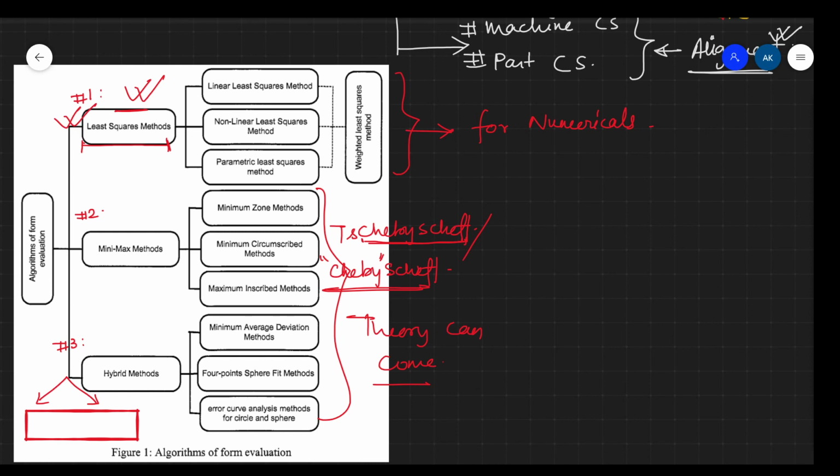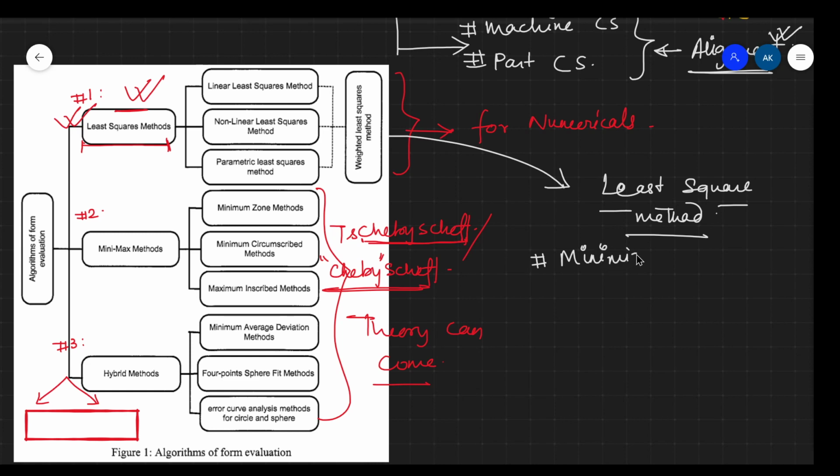Now for this method, which is your least square method, I guess you must be knowing this already, but still we will talk about this. In the least square method, what we do is try to minimize the sum of squares of error. Now what is this error? I will tell you. This is our aim.